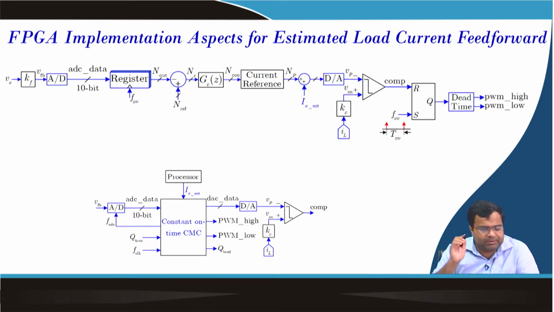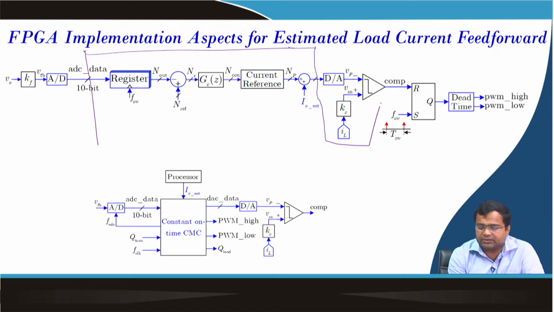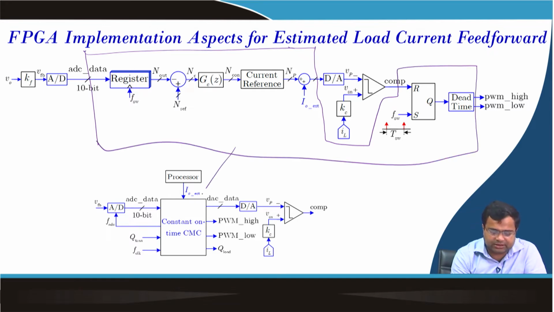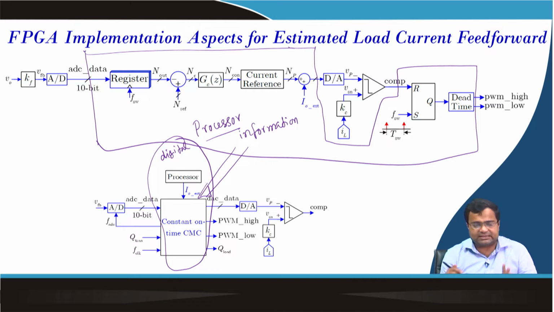So, the implementation aspect we have discussed is that this is where the ADC data is going and this is where our DAC data is going out. Then, since we have included the processor, the information is available. It is a part of digital communication, so this is also part of digital. These are all digital. This is the estimate of the load current.